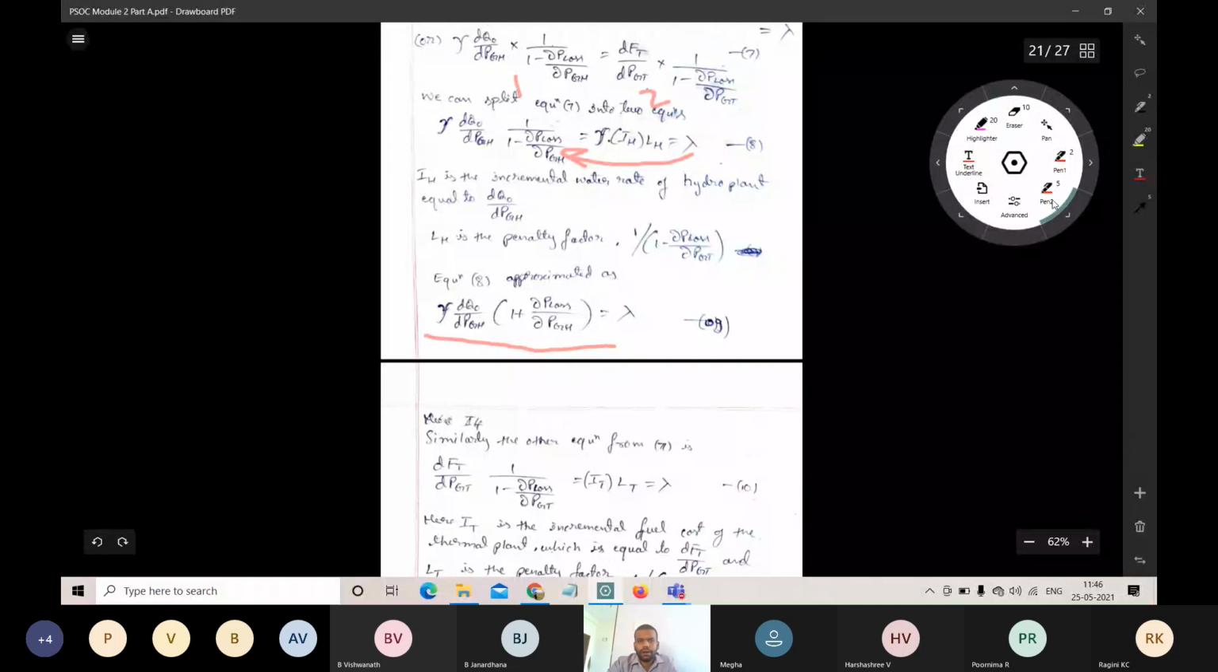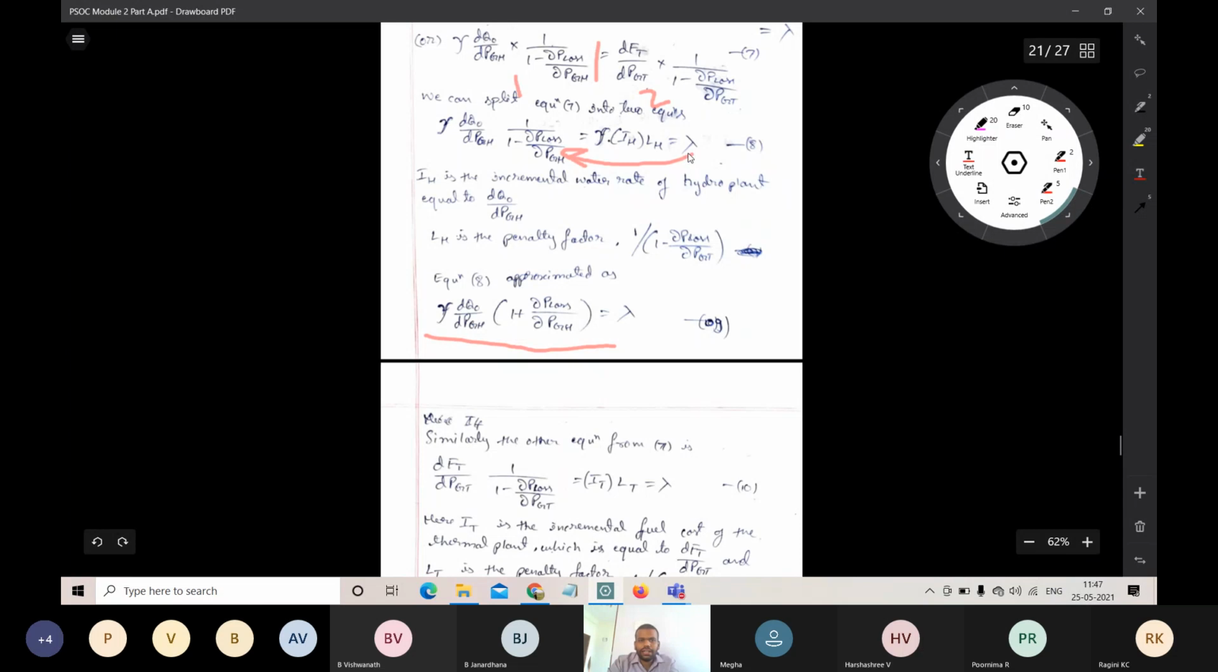So this is the first part, and this is the second part. Just first consider the first part. For the analysis purpose, I am dividing this equation into two parts. First I am considering the first part. I am equating this as lambda. Same thing, I am equating this as lambda.